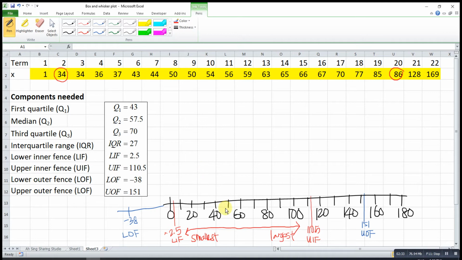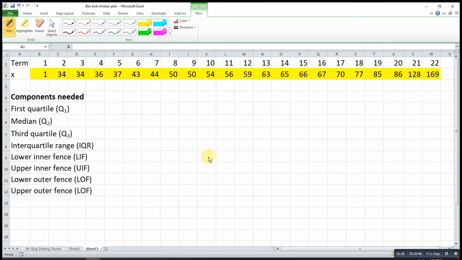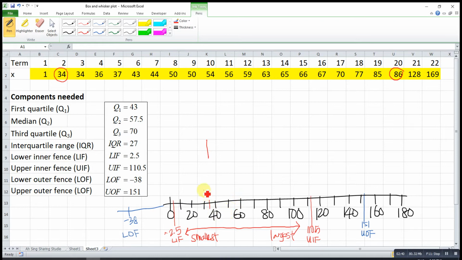34, somewhere around here. Then we draw here. 34, and then 86 somewhere around here. Then we draw here. 86.